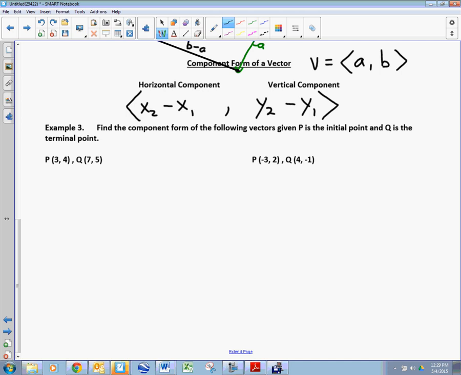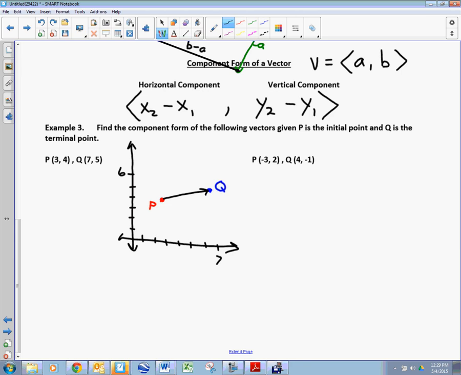So you don't have to draw this every time. I'm just doing it for effect so you can understand what's actually happening with the mathematics. So if I plot point P over 3 and up 4, and I plot point Q, which is over 7 and up 5, you can see that between these two, I have a vector.